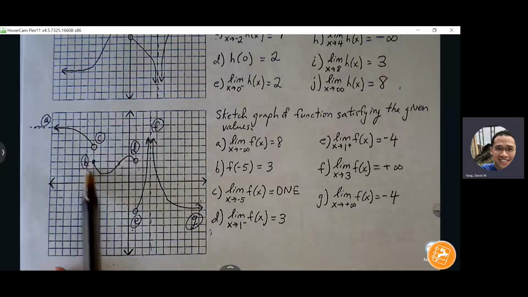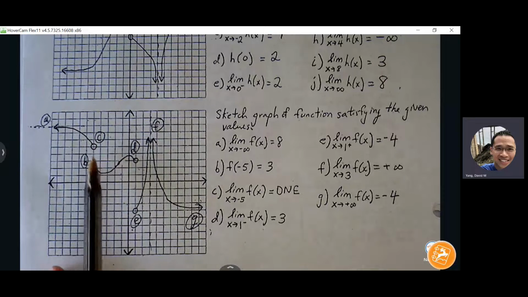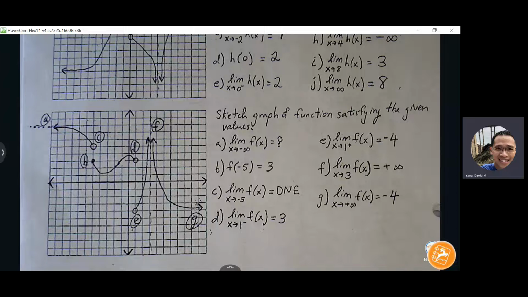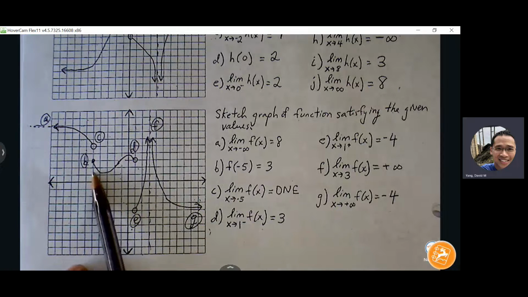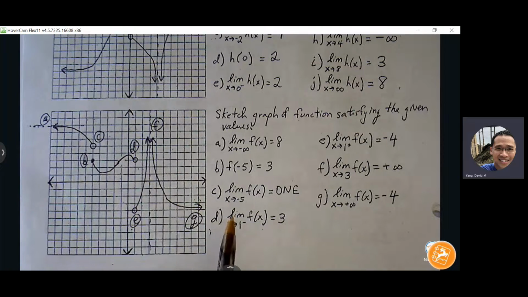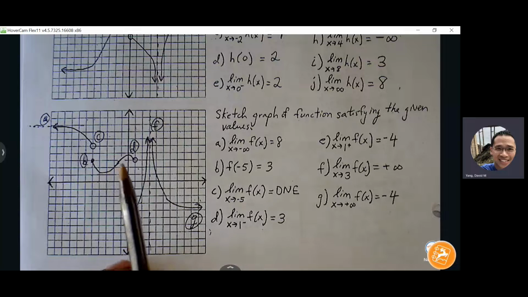A lot of options that you can do here for part C. I purposely made it a non-removable discontinuity, but you could have made an endpoint. You could have made it an asymptote. And so it doesn't have to look like mine for part C. Part D, approaching 1 from the left side of 1 is equal to 3.